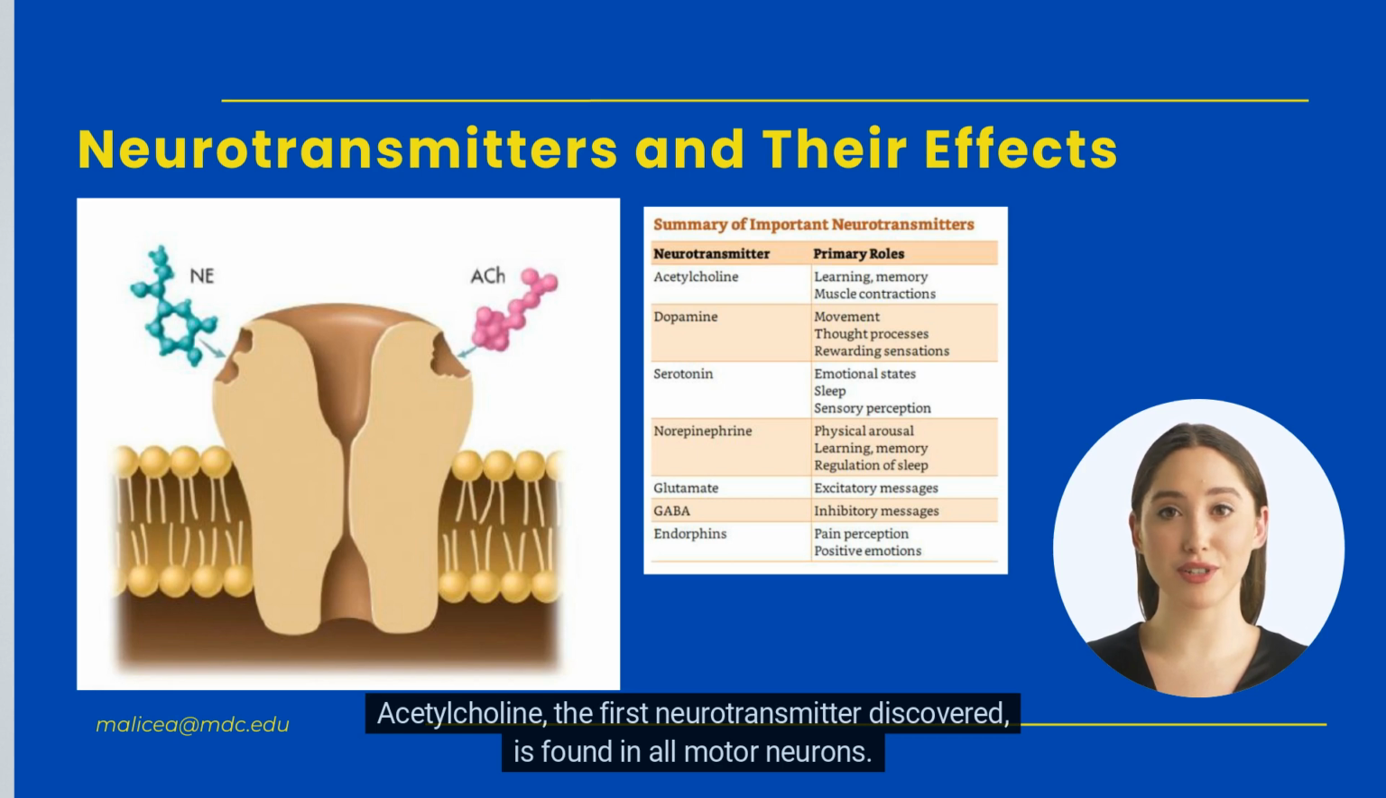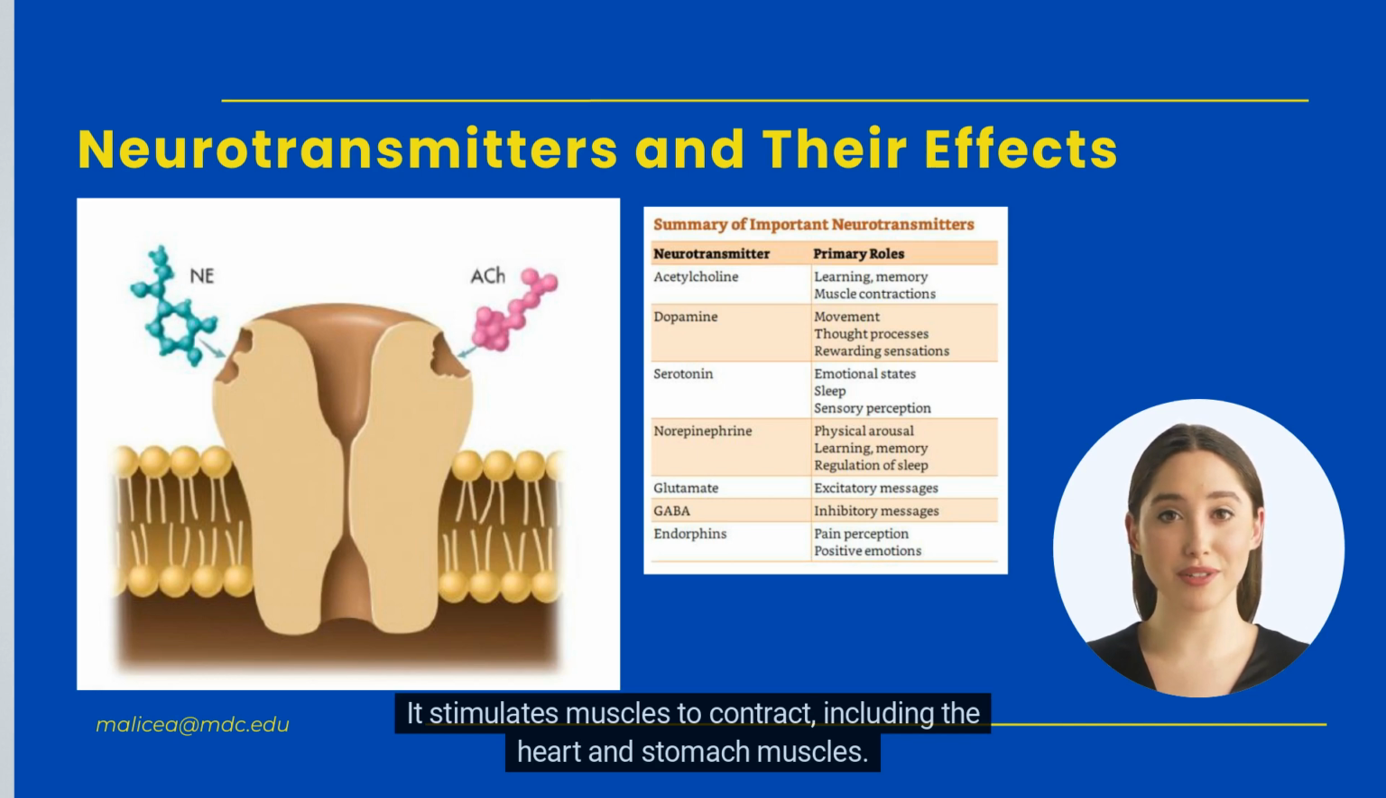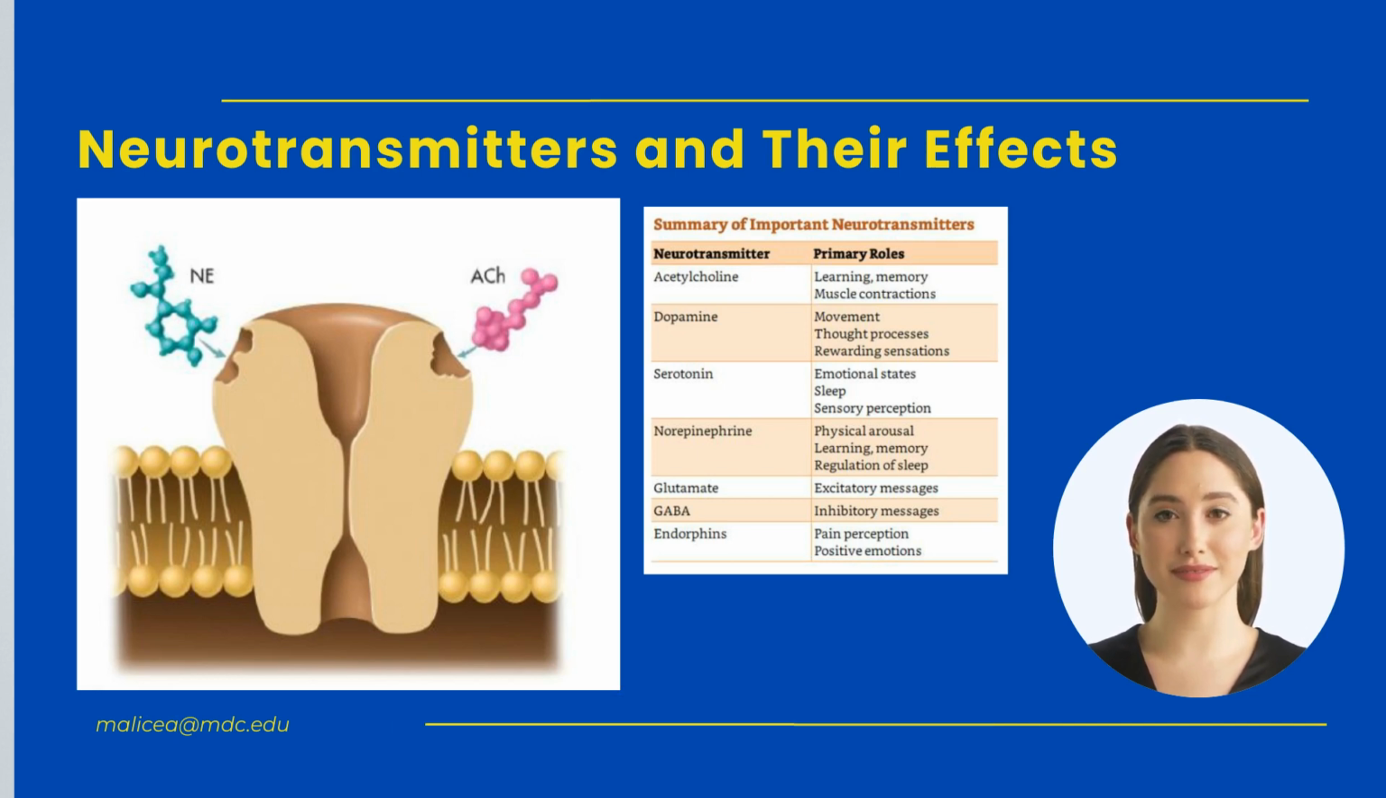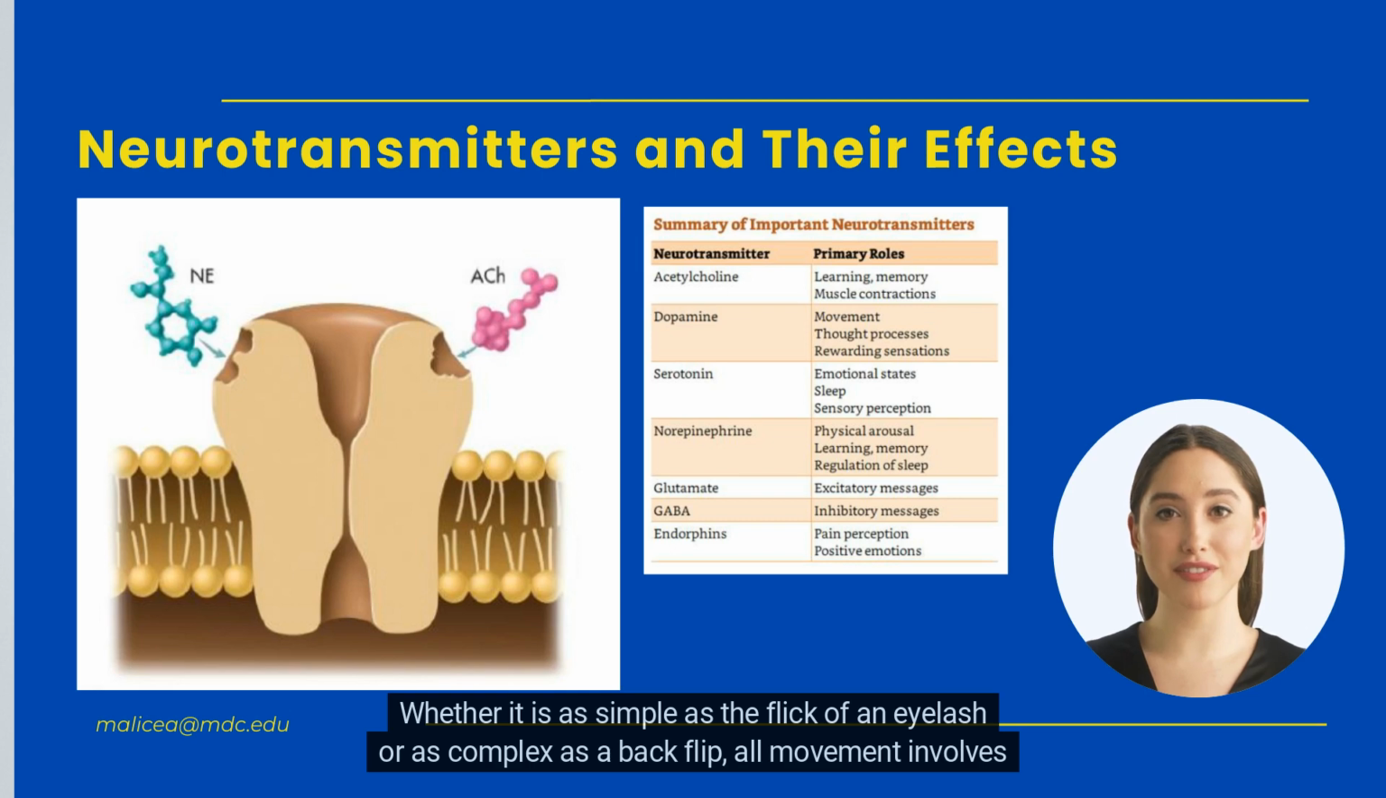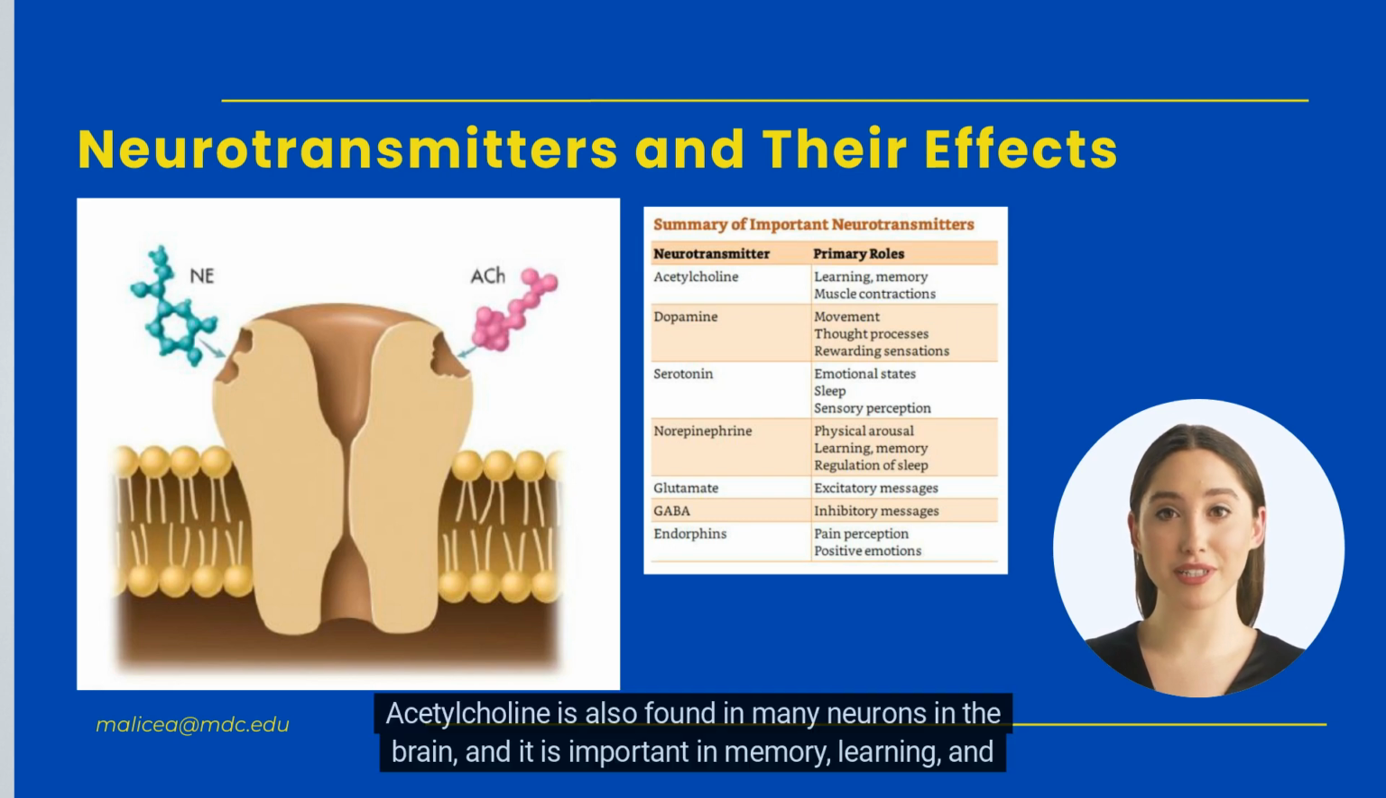Acetylcholine, the first neurotransmitter discovered, is found in all motor neurons. It stimulates muscles to contract, including the heart and stomach muscles. Whether it is as simple as the flick of an eyelash or as complex as a back flip, all movement involves acetylcholine. Acetylcholine is also found in many neurons in the brain, and it is important in memory, learning, and general intellectual functioning.